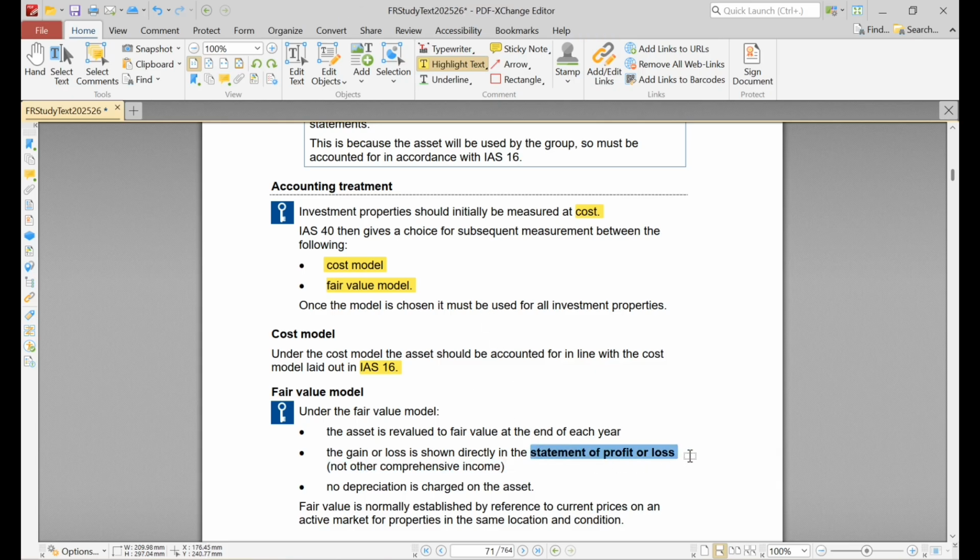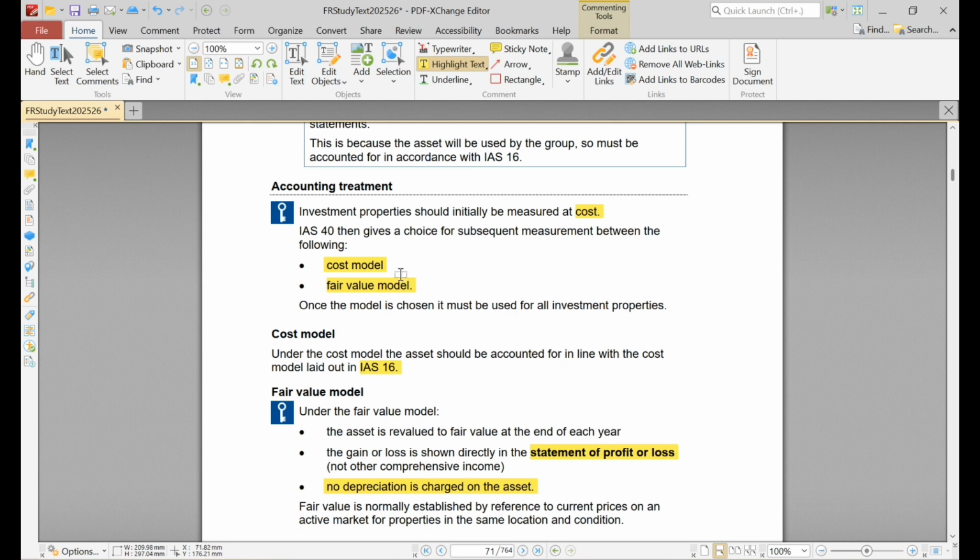And another difference is that no depreciation is charged in this model. No depreciation is charged. So fair value, and what is fair value? Fair value is normally, in simple words, the market value. That is the current price of it in the market. So fair value is normally established by reference to current prices on an active market for properties in the same location and condition. A fair value is simply the market value.